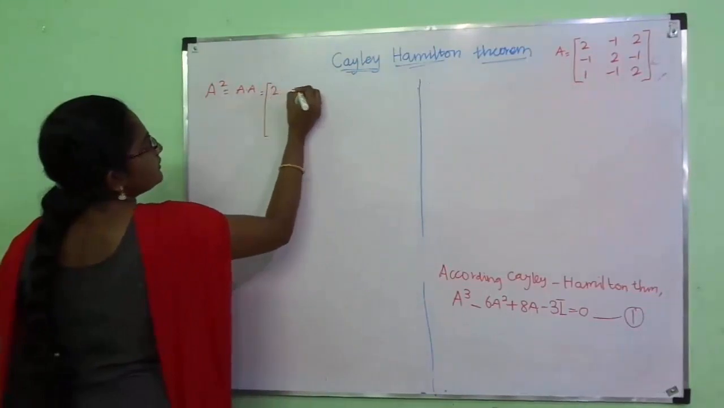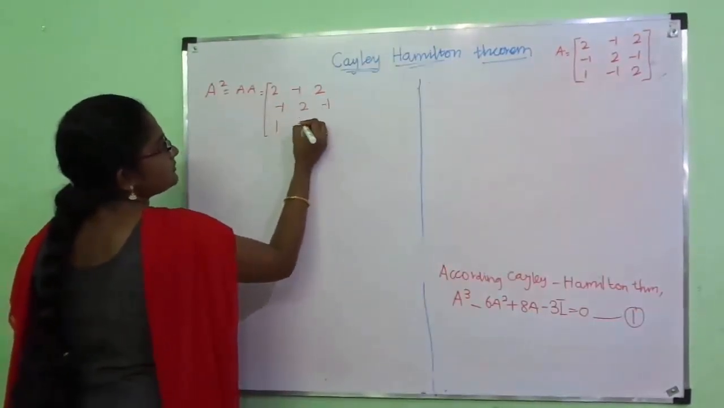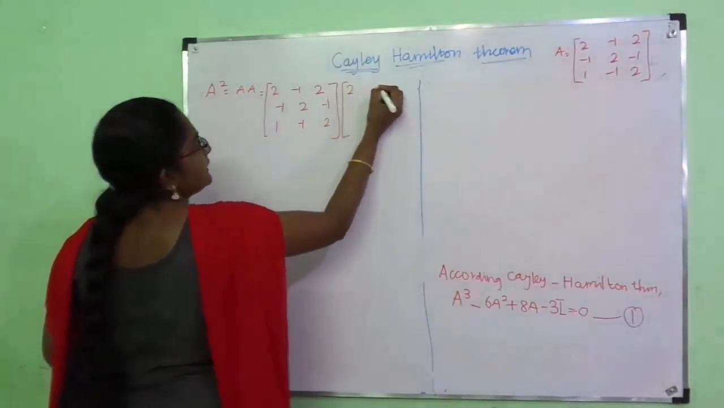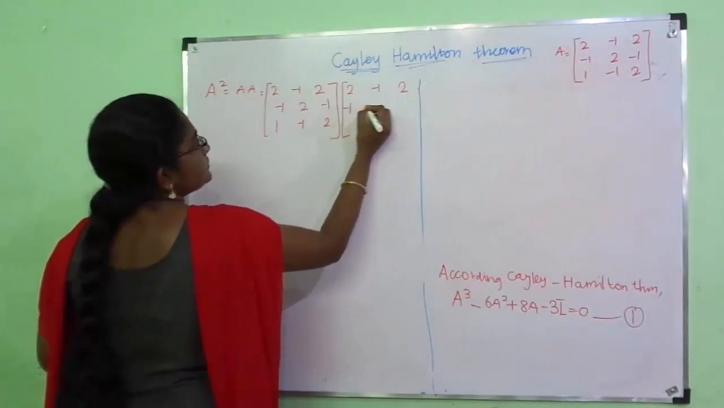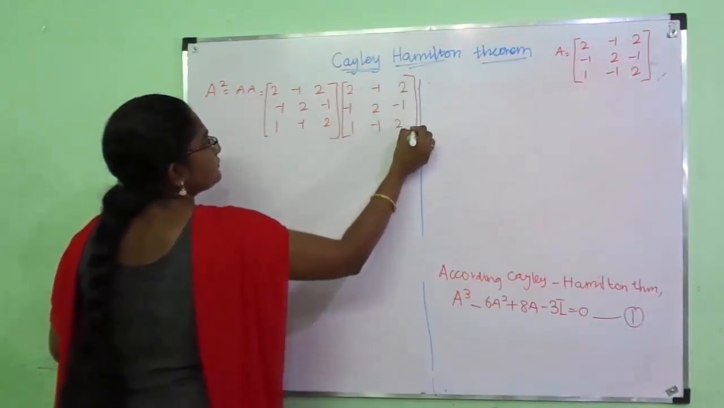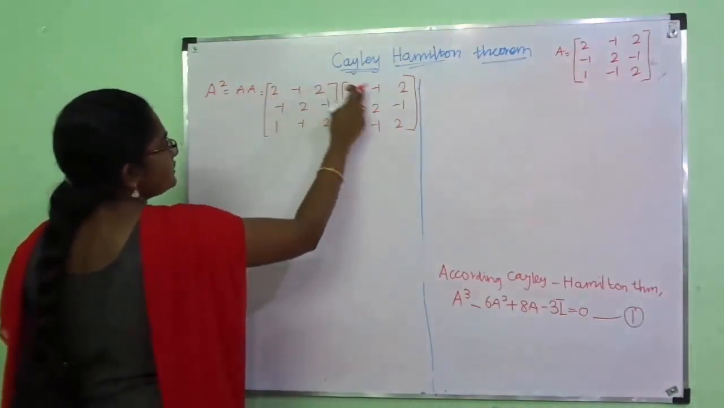2, minus 1, 2, minus 1, 2, minus 1, 1, minus 1, 2. Times 2, minus 1, 2, minus 1, 2, minus 1, 1, minus 1, 2. Simple matrix multiplication, that is rows into columns. First row into first column.